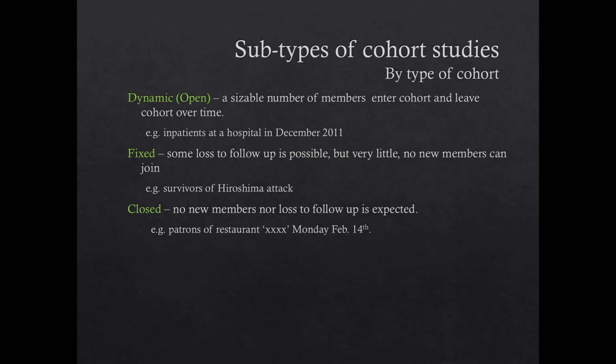Subtypes of cohort studies. So we have dynamic, fixed, and closed cohort studies. And these have to do with the population, the source population, the population that we're going to be following over time. We've looked at these before, so these dynamic and fixed are not news, and these really help us choose whether we're going to do incidence rates at the end or cumulative incidence.